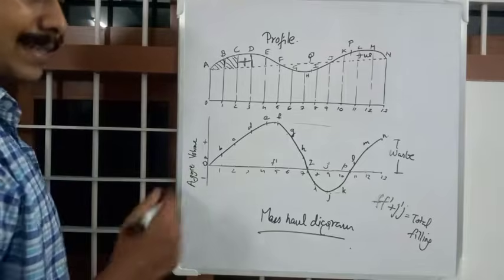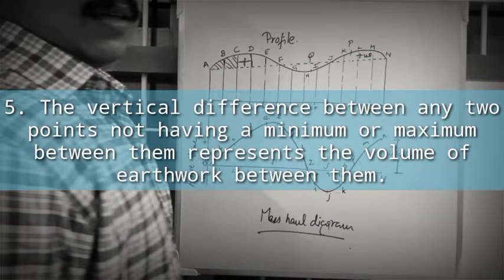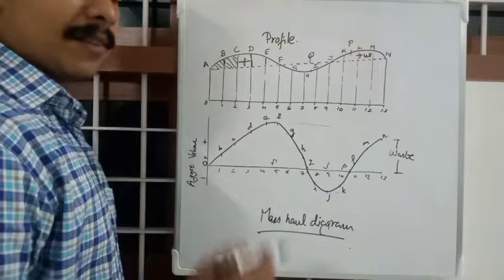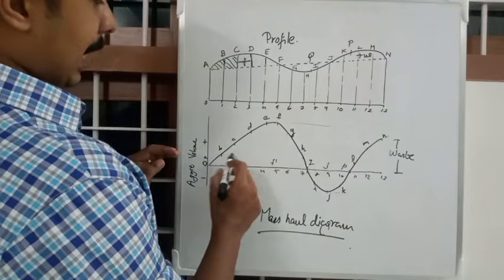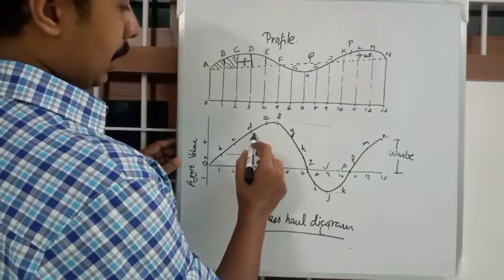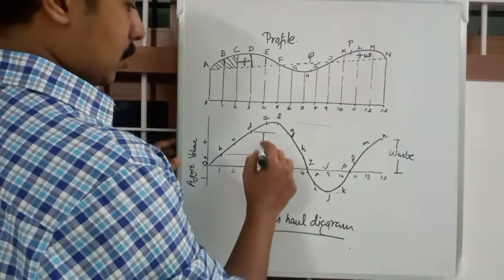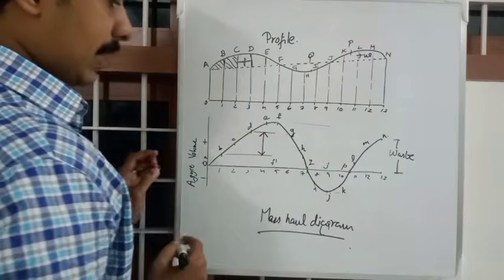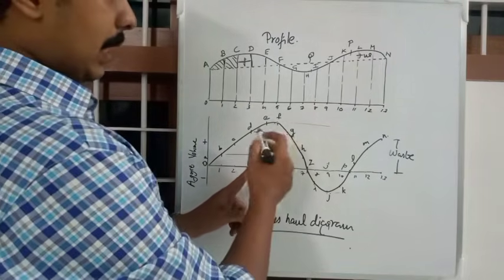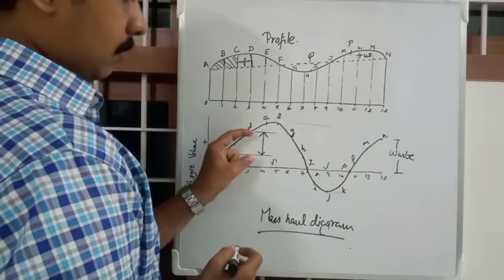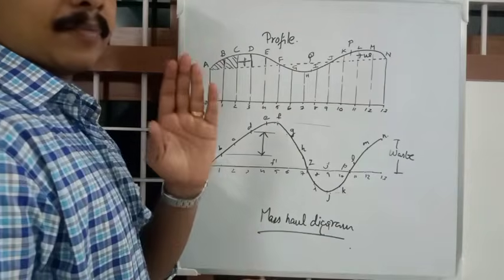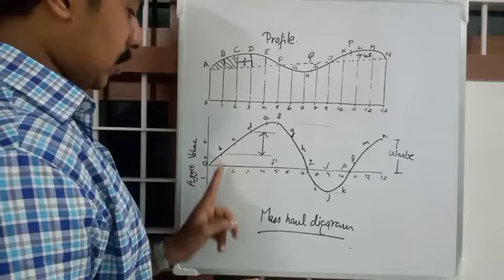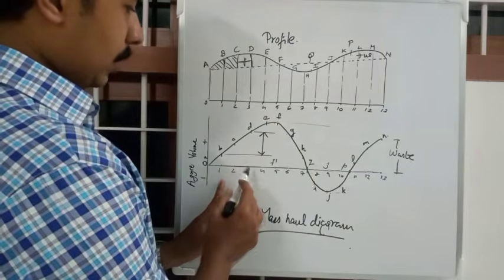Next one: the vertical difference between any two points in the curve. Any two points, for example, we will take B and D. Vertical difference between B and D. This is the vertical difference. The vertical difference between any points without any maximum points, without any peak or crest, indicates the volume of earthwork between those points. Between those points means from 1 to 3.